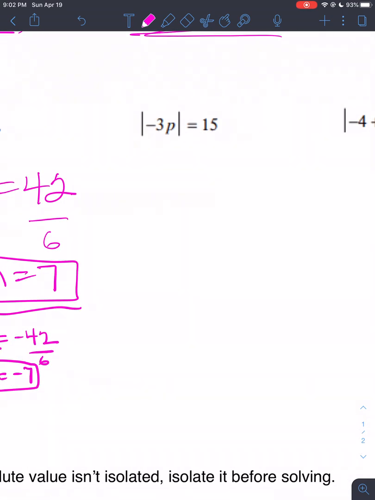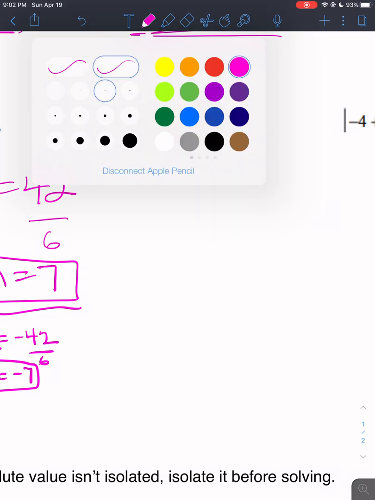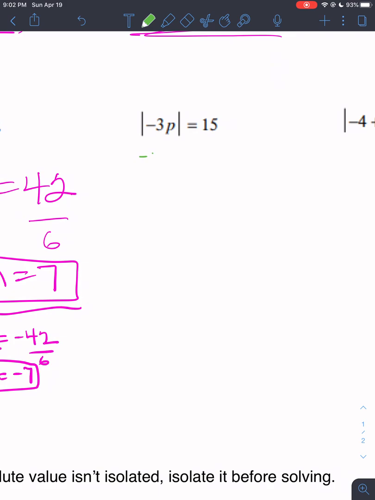Let's try the absolute value of negative 3p equals 15. Again, we drop that absolute value bar. We're going to make it negative 3p. That stays the same. And we're going to make it positive 15 the first time. Divide each side by negative 3. It looks like p is going to be negative 5.